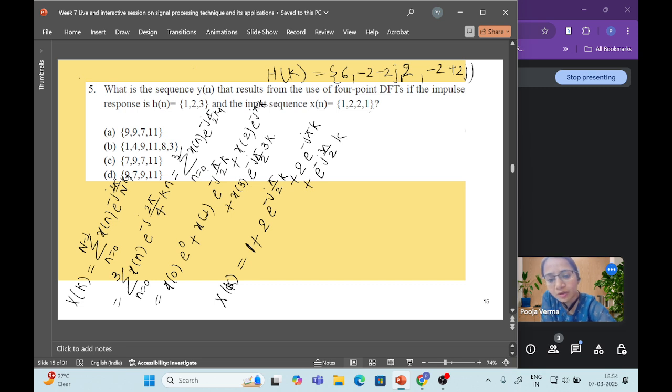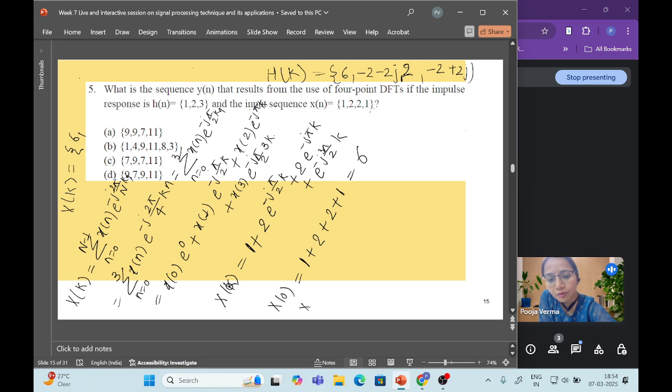Now we will put the values. x of 0 first we will get. So here I am writing it directly, otherwise we could just put the k is equal to 0 value, and then we will get 1 plus 2, because k is equal to 0, e to the power 0. So e to the power 0 will be 1. So 1 plus 2 plus 2 plus 1, we will get 6 again. So x of k, we just need to write the values of x of k. That is, first is 6, right?